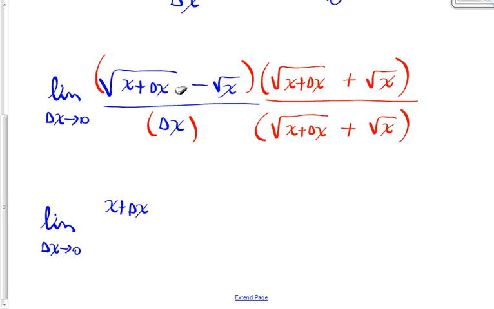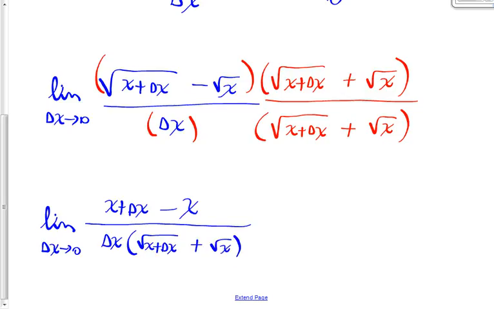The two middle terms will cancel because the square root of x plus delta x times the square root of x is the exact opposite of the square root of x plus delta x times the negative square root of x. One will be positive, the other one will be negative, so they'll cancel. Outside, inside, cancel. So I do last, which is negative square root of x times positive square root of x, or minus x. In the denominator, remember I said don't multiply out the denominator, so I'm going to leave the delta x multiplied by the square root of x plus delta x plus the square root of x.